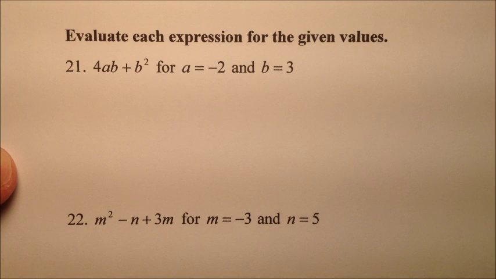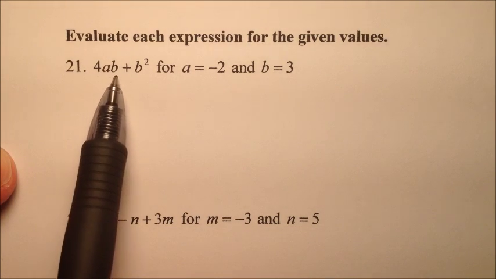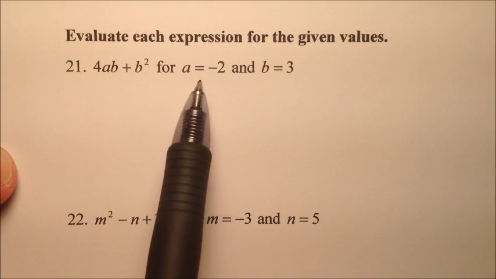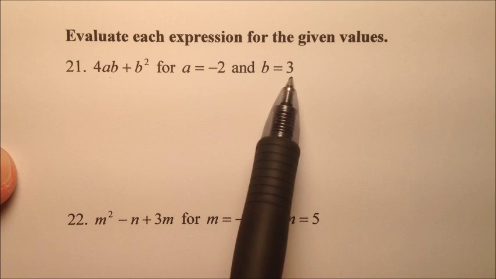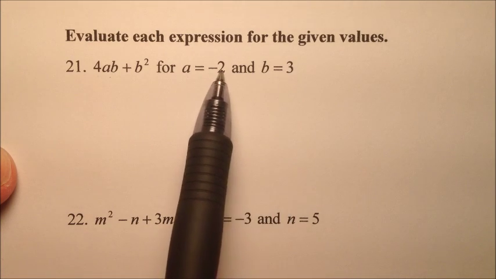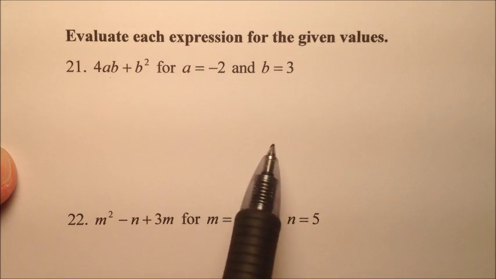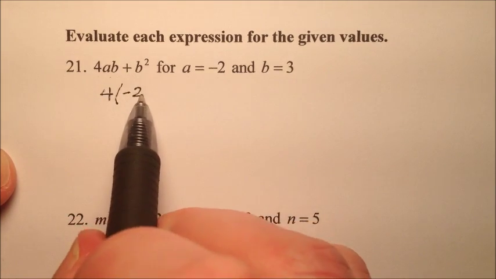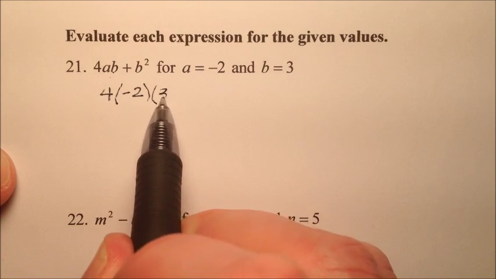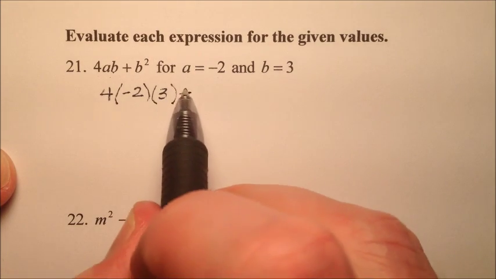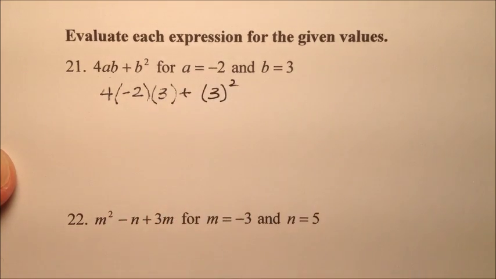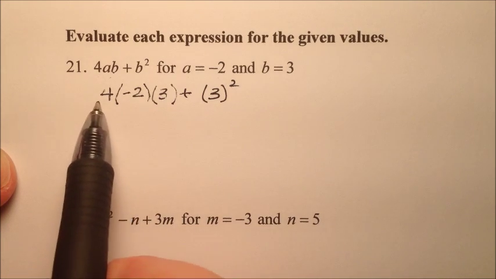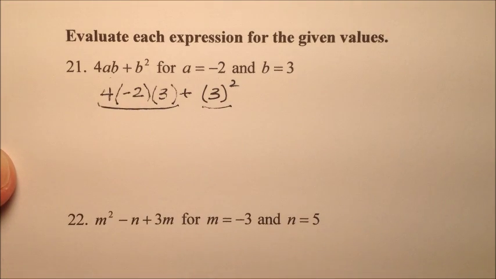In the next set of 10 problems, we're told to evaluate each expression for the given values. So number 21 has 4ab plus b squared, and we're given a as negative 2 and b as 3. Recall that when you substitute values in, you're always going to use parentheses. So 4a, and the value for a is negative 2, and b, and the value for b is 3, and then plus b squared, so plus 3 squared. Now we've got to multiply all this together and then square this guy.